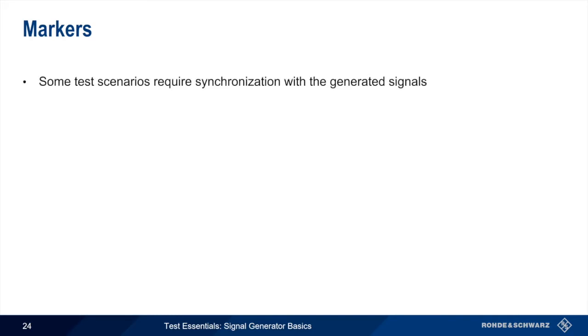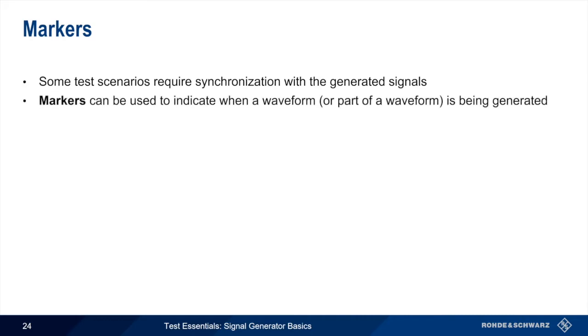We just saw how an incoming external trigger can be used to tell a vector signal generator when to play out a waveform. On the other hand, some test scenarios require synchronization with a generated waveform, that is, a knowledge of when the waveform or part of a waveform is being transmitted. This is done by means of markers.